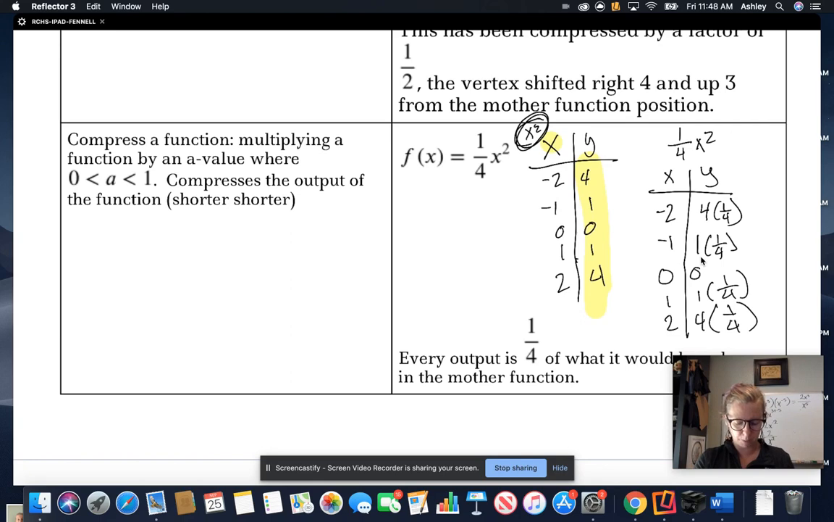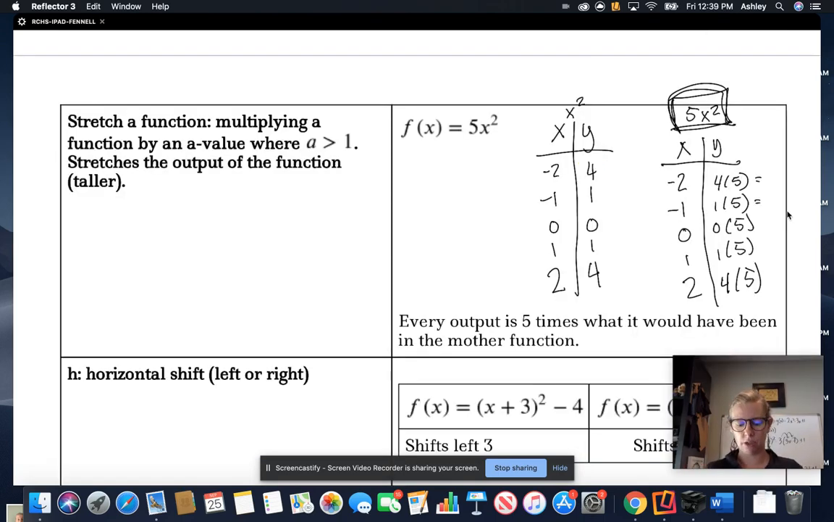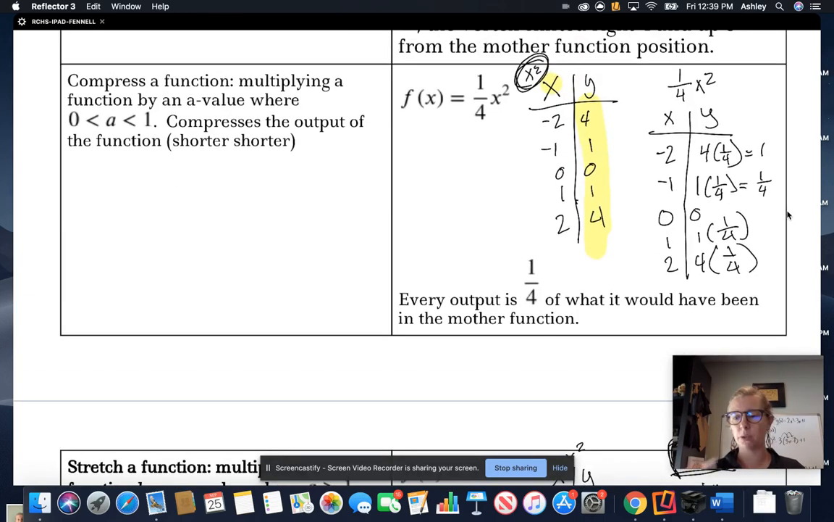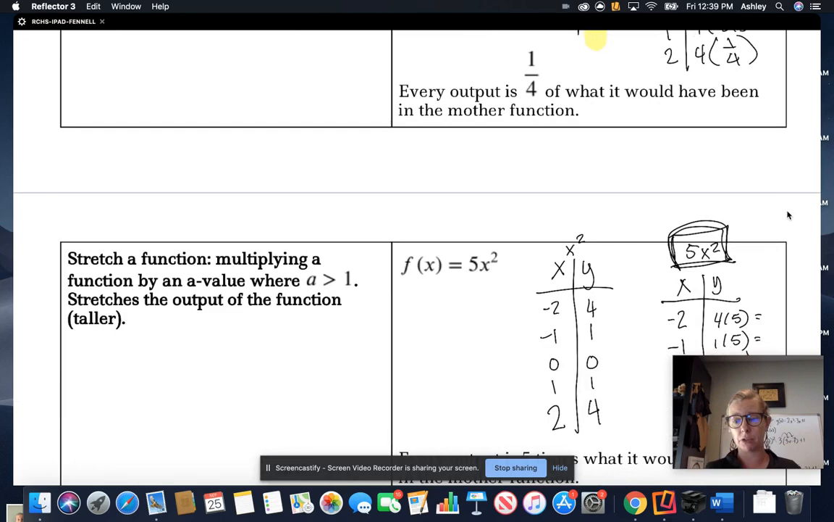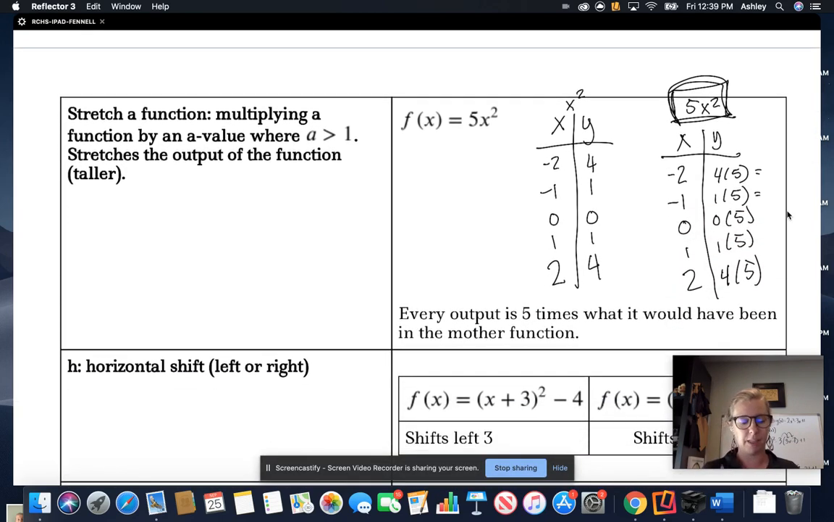All right, so 4 times 1/4 is just 1. So my output here is now 1 when it used to be 4. It's 1/4, nice and squatty, short. So it's going to look nice and short. Let me go back to that previous one real quick. Each of these outputs is going to be cut by 1/4. So what would have been left 1, up 1 is going to end up being left 1, up 1/4. And of course, parabolas are symmetrical about the vertex, so that's going to happen on both sides.